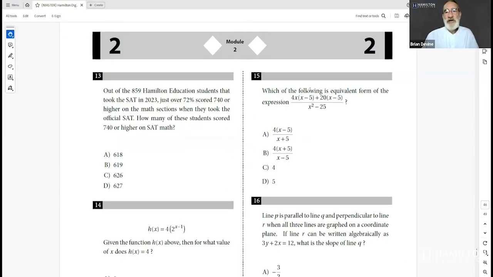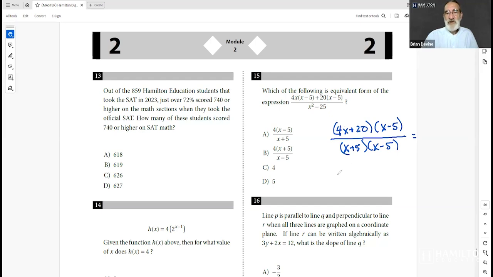Question 15. Which of the following is an equivalent form of the expression, oh, big, ugly fraction looking thing? We probably have to factor something. If I look at the top, I've got x minus 5 as a factor in each of the terms in that sum. So I can undistribute that. I can use the distributive property in reverse and rewrite the top as 4x plus 20 times x minus 5. And the bottom I can factor because it's a difference of two squares: x plus 5 times x minus 5.